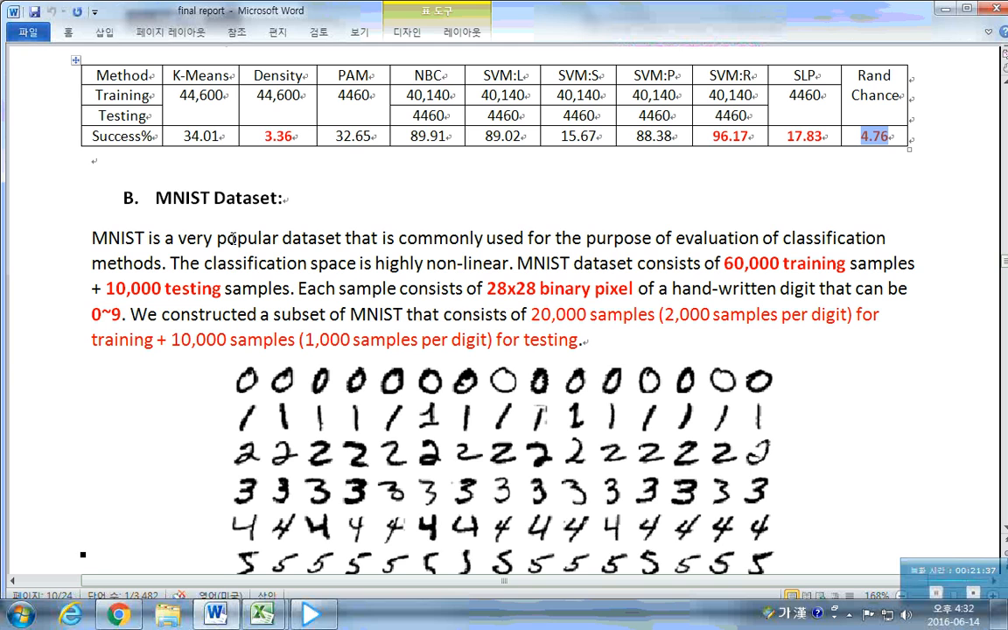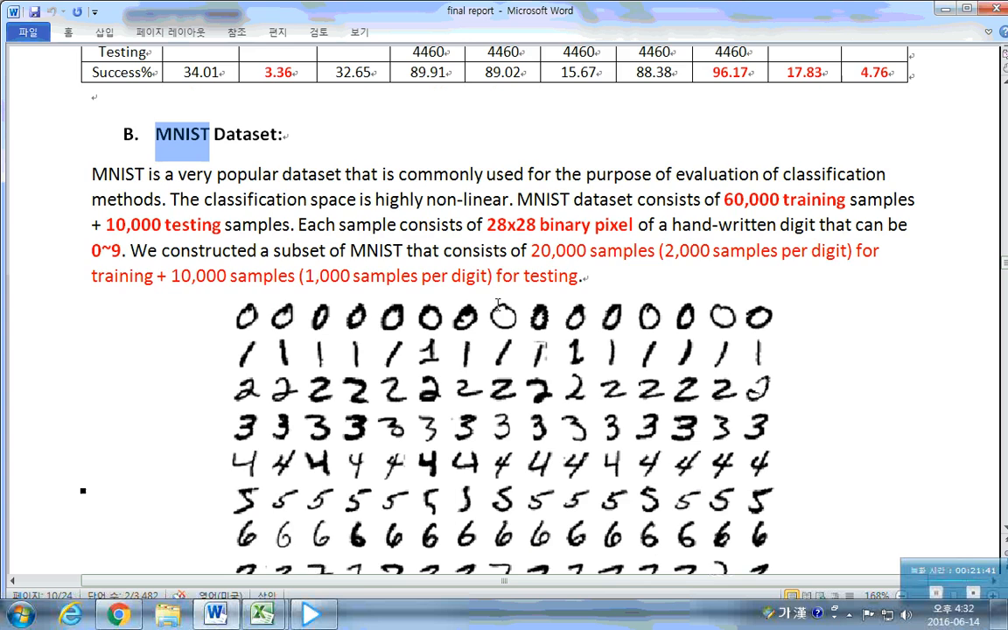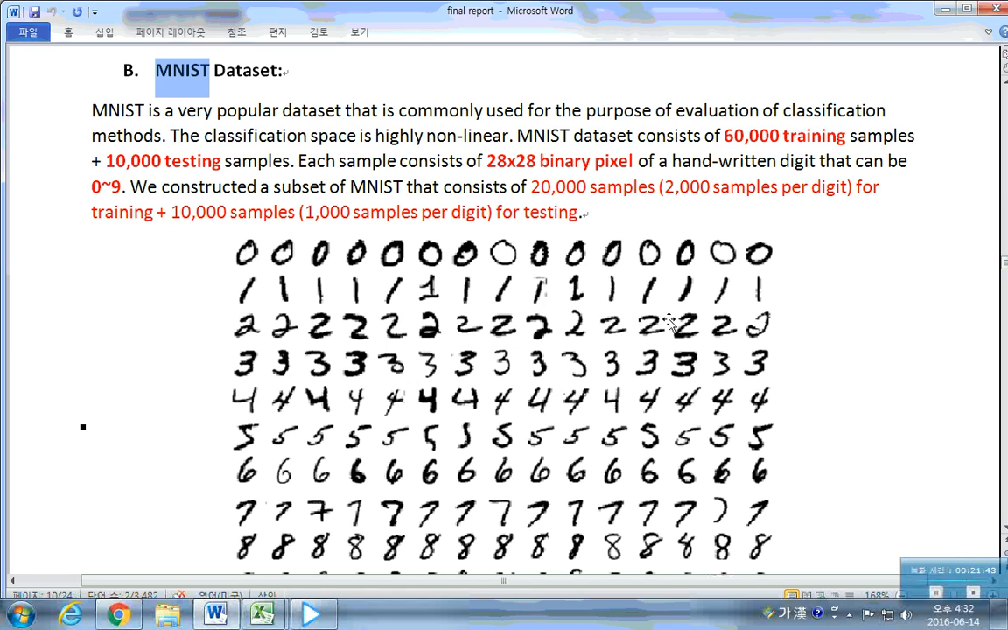The second data set was called MNIST, which is very popular and very widely used for testing classification, but this is the first time we tried to use it for clustering. Clustering is going to be very difficult because the space is really nonlinear. In particular, each image consists of 28 by 28 binary pixels, so we are talking about a 780-dimensional input space. And we are trying to cluster it, not classify it, so it becomes really difficult.